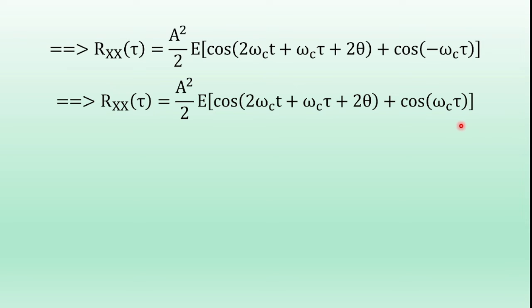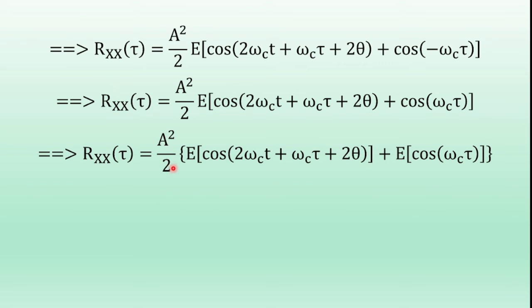Now using the expectation of a random process expression, expectation of x of t is the integral from minus infinity to infinity of x of t into the density function into dx. So we first apply the expectation within the bracket term. Rxx of tau is equal to A square by 2 into expectation of cos of (2 omega c t plus omega c tau plus 2 theta) plus expectation of cos of omega c tau. In the first term the function is cos of (2 omega c t plus omega c tau plus 2 theta), and in the second term the function is cos of omega c tau.